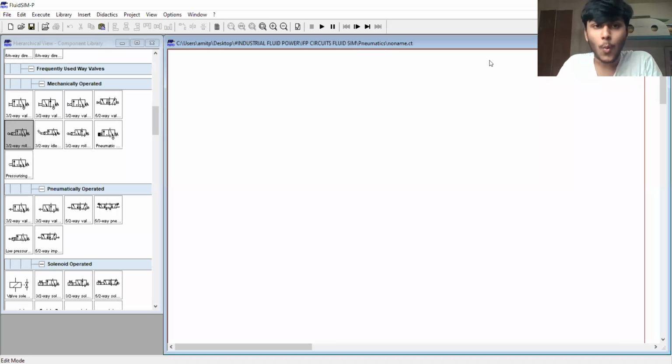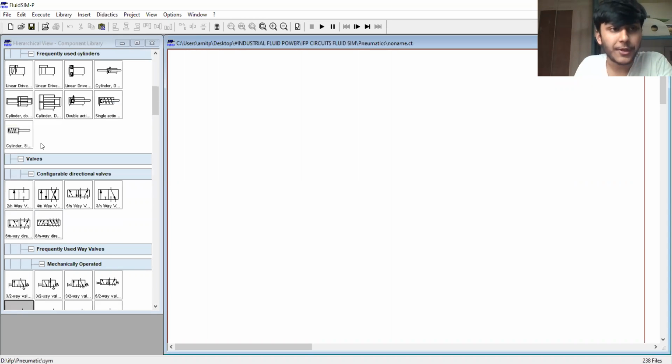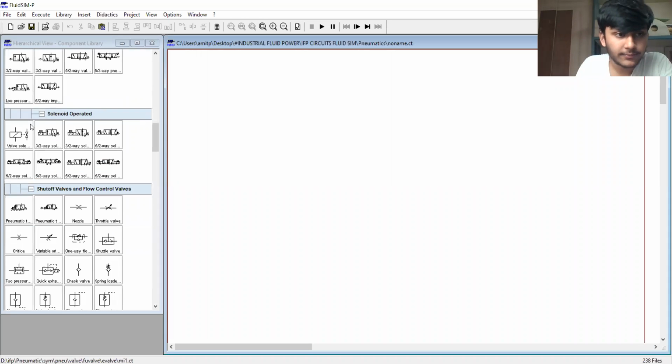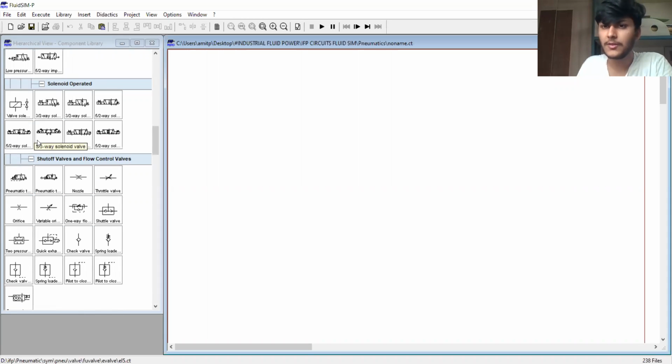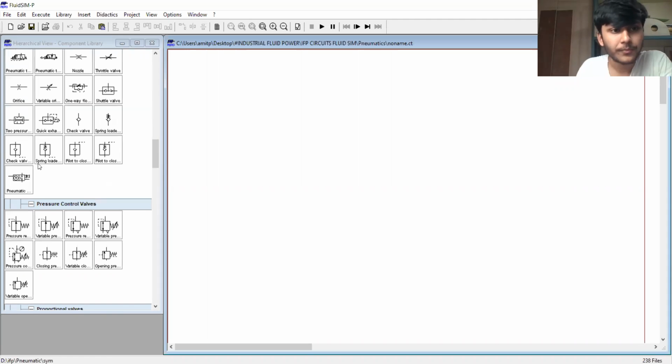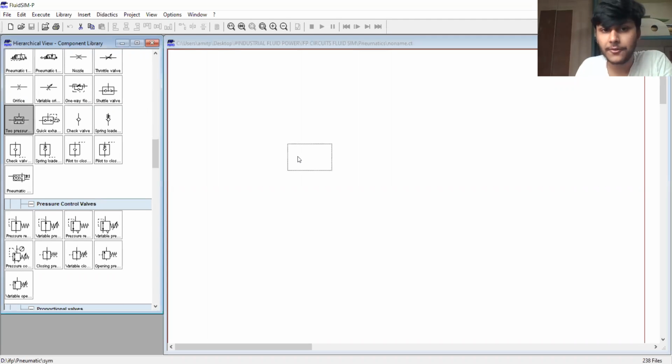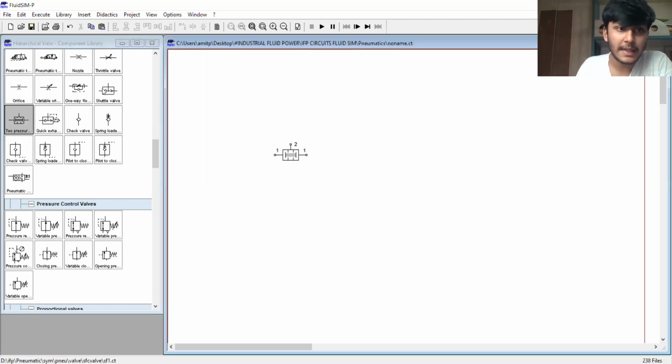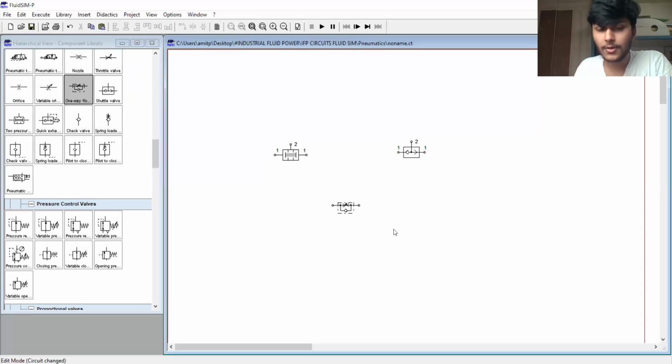So everyone, what we'll do is we'll learn some basic functions of some valves in this particular module. First of all, we have three valves which we need to learn to do the further circuits, which will be ahead. The first valve here, we have twin pressure valve. Second, we have shuttle valve. Third, which we'll do now, is single flow valve or meter in valve.